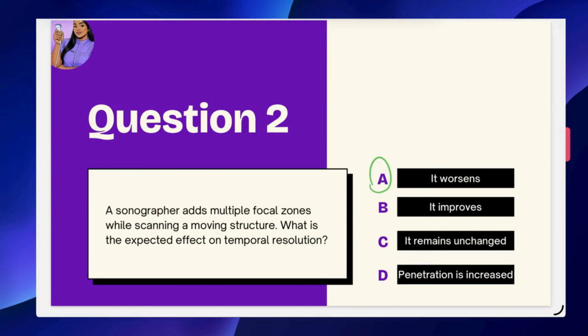So it seems like all of you guys understand that. Everybody said the correct answer. So that is correct. Temporal resolution is going to worsen if we add multiple focal zones. The way that I remember it is that anything that places more work on our ultrasound system is going to have a negative effect on temporal resolution and our frame rate, okay? So anytime you're adding multiple focal zones, or let's say you're increasing your imaging depth, or you're making your sector size wide, that is definitely going to worsen your temporal resolution. All right, so let's go on to the next.